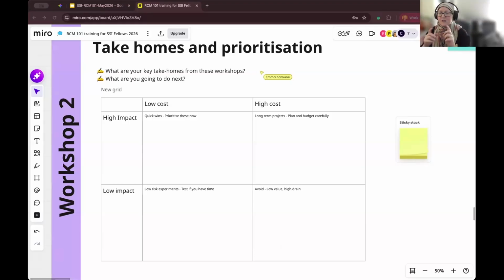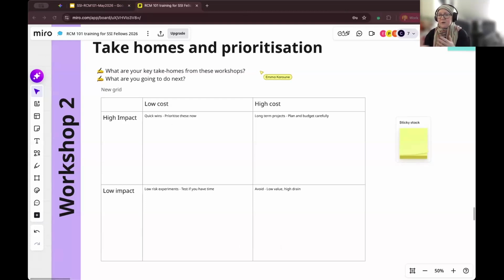So we've got this grid here, thinking about what could be your quick wins. These are the things you should think about prioritizing now. So for example, there's someone in your community that has an amazing skill that you're not using. Could you contact them this week? Could you get them to come and do something with you? Are there also other high impact but slightly more high cost things?